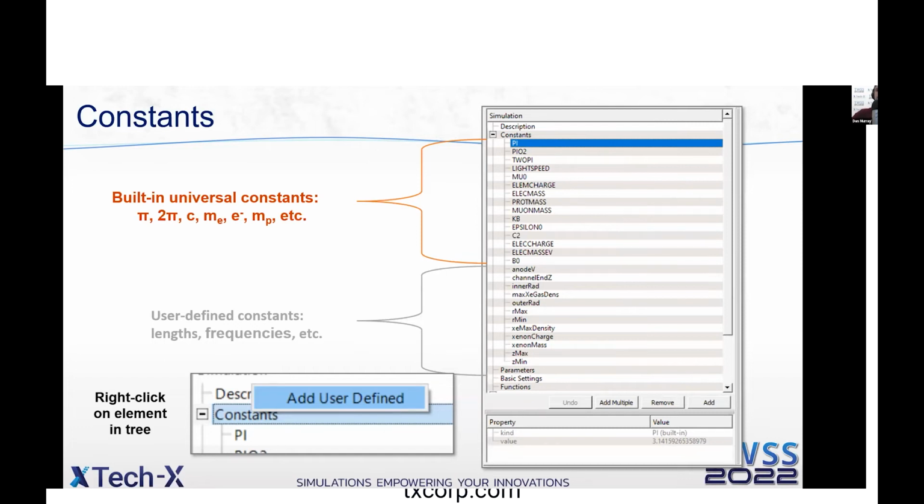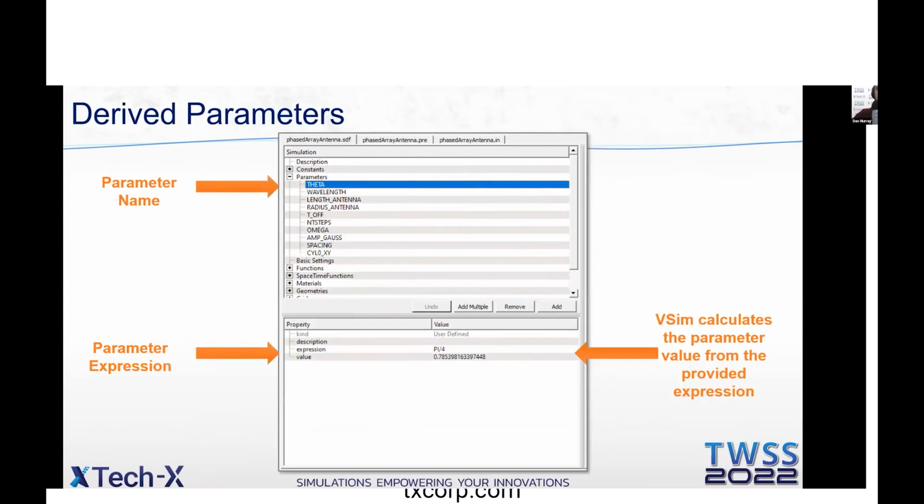So I had skipped constants and parameters, so I'll just briefly touch upon them. Under constants, there's a number of built-in constants, the kind of typical ones a user might like: light speed, pi, the elemental charge, the elemental mass. And then the user can add in and define their own constants accordingly. Underneath that is derived parameters.